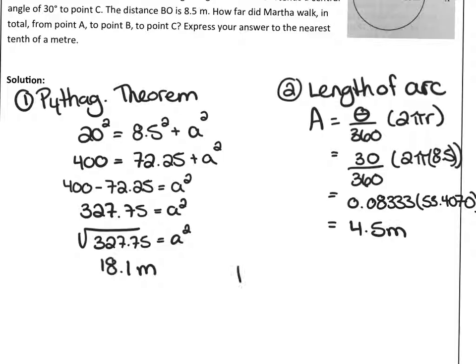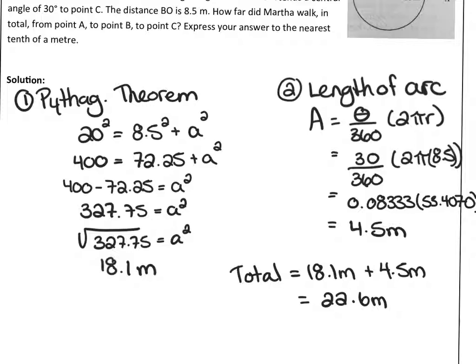So our total, we'll just add them up. So 18.1 plus 4.5 is 22.6 meters long. So that's how far Martha had to walk to get from point A to point B to point C.